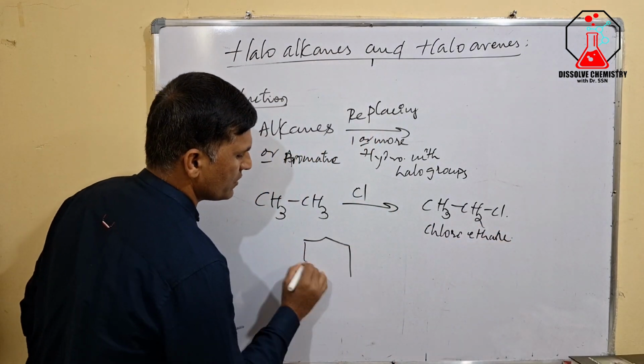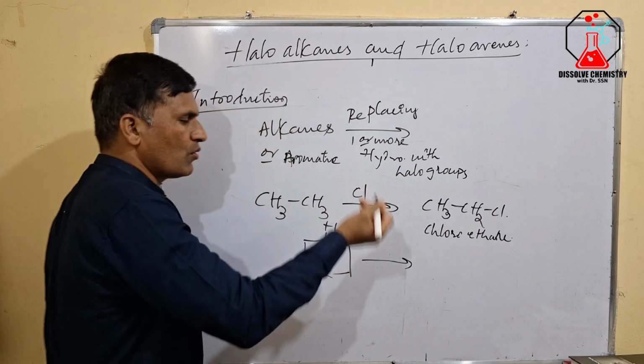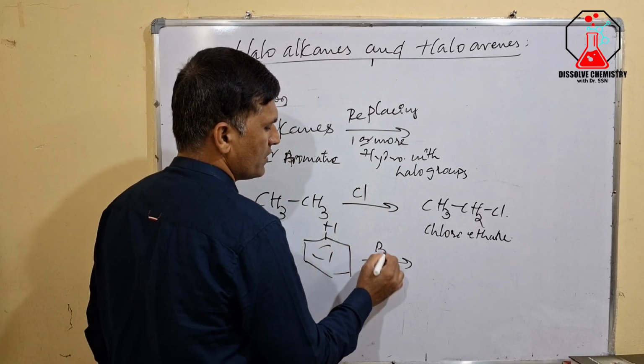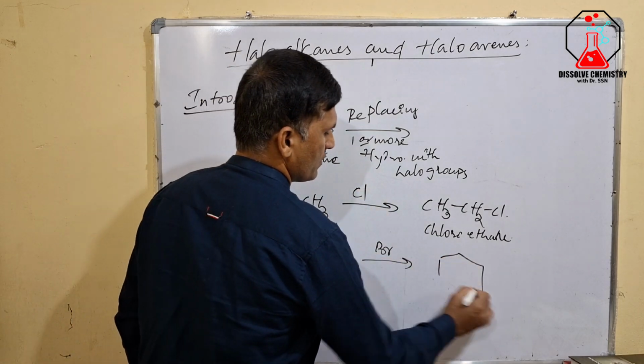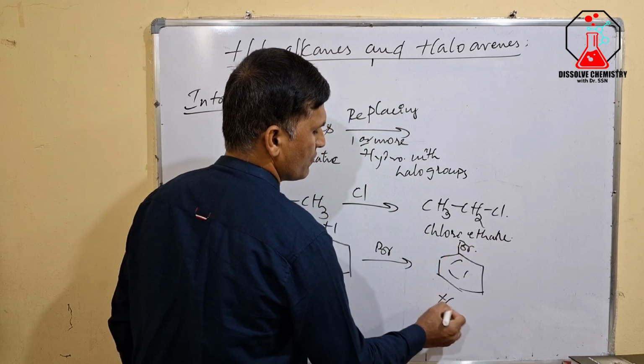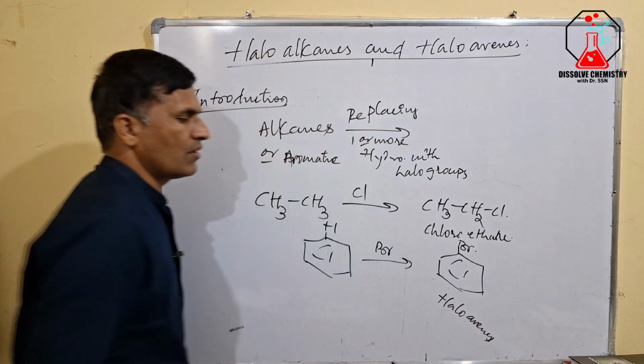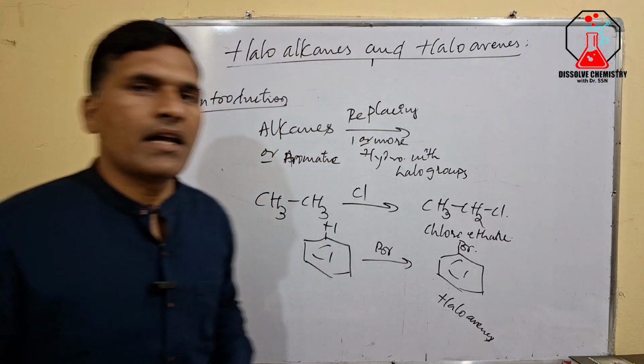Similarly, suppose you replace one or more hydrogen atoms on the benzene ring with, say, bromine. The resulting compound is called bromobenzene, and it is referred to as a haloarene. So this is what haloalkanes and haloarenes are.